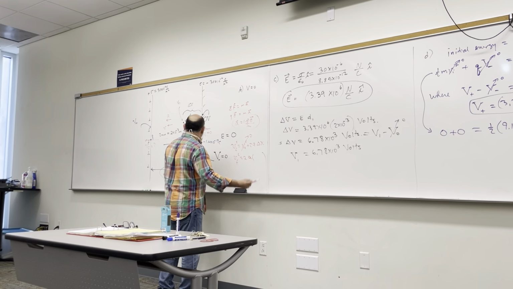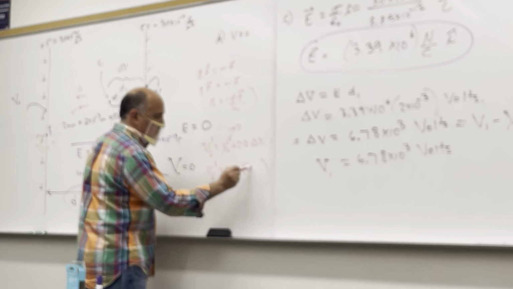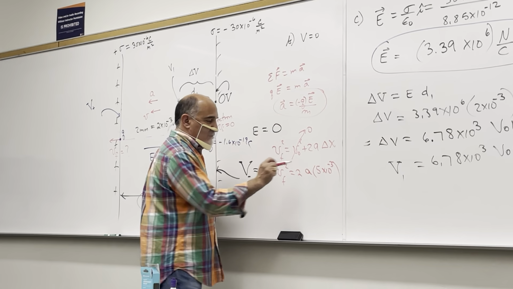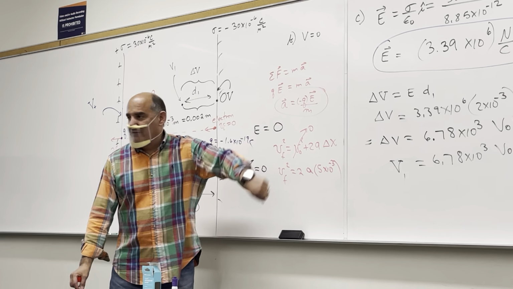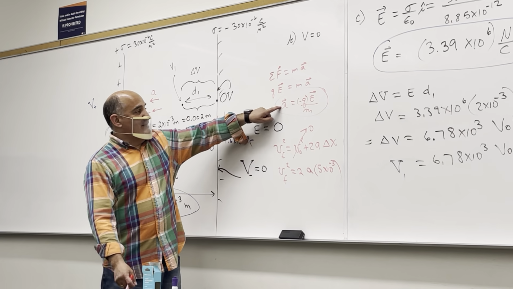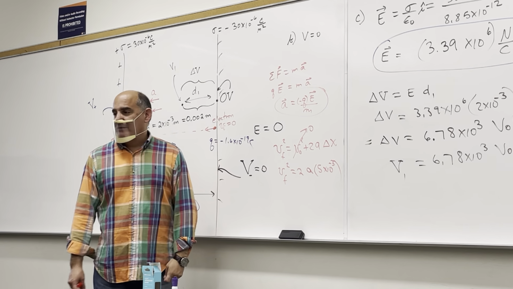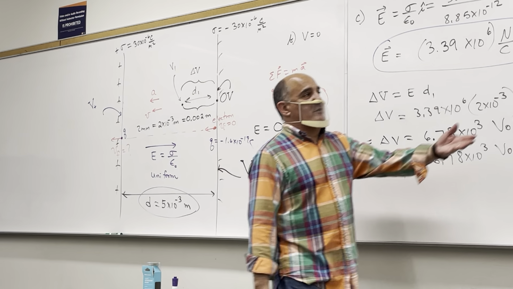And the delta X is 5 times 10 to the minus 3. So you can also get the acceleration from there, knowing V final, or vice versa. Get the acceleration from here, plug it in here to get V final. Or get V final from conservation of energy.